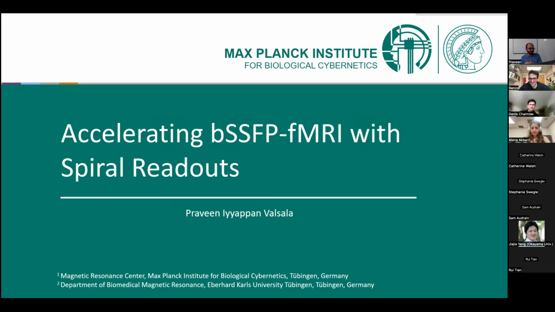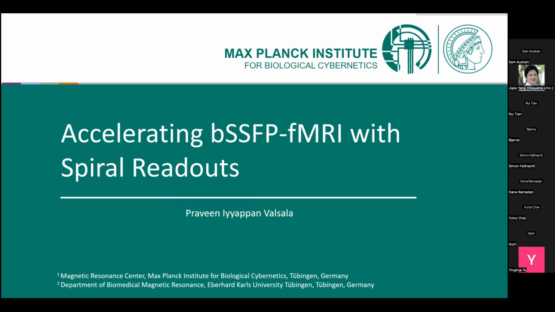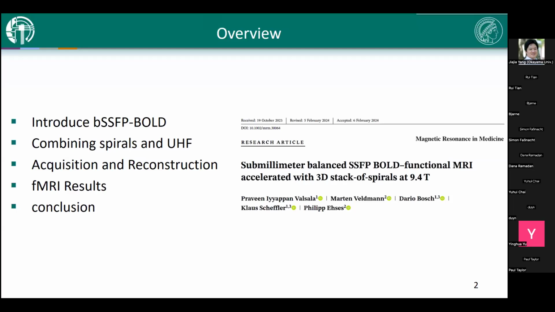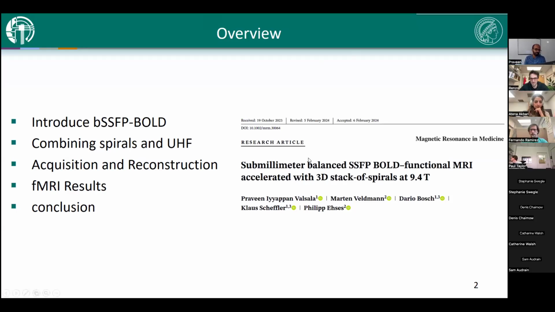Yeah, thank you for the introduction. So today it's going to be a little less fMRI and more acquisition, I believe. What we are going to talk more about is the SSFP BOLD, how it is different from gradient echo, and how we can combine this SSFP BOLD with spirals and ultra high field, what are the problems and stuff. So we talked briefly about the acquisition and reconstruction and some high resolution fMRI results. Most of the things are from the paper, but we'll start with some introduction about the SSFP BOLD.